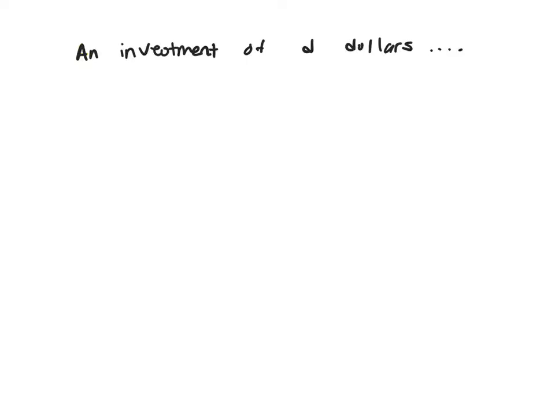Let's write down what we know. Investment of D dollars, K percent interest, yields 600 in interest. Interest equals 600, time equals 2. In terms of D, what dollar amount? We're trying to find P.